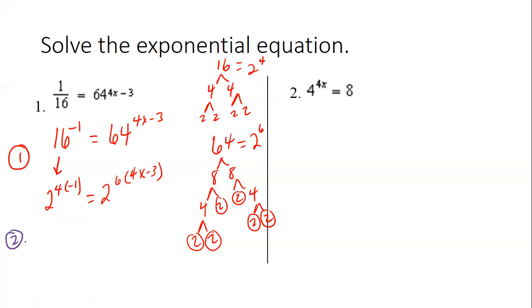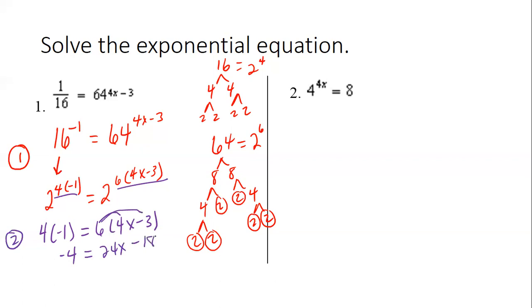All right, step 2, now that your bases are the same, all you're doing is taking your exponents and setting them equal to each other. So if you take 4 times -1, set it equal to 6 times 4x minus 3. Is that just not a basic algebra problem for you to solve for x? It is, right? So what is step 1 to start solving for x? We're going to multiply stuff. 4 times -1 is -4. 6 times 4 is 24. 6 times -3 is -18.